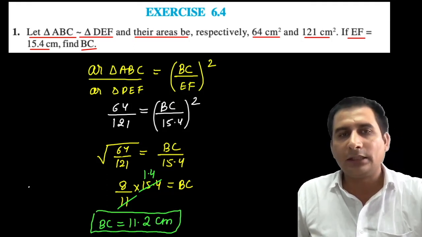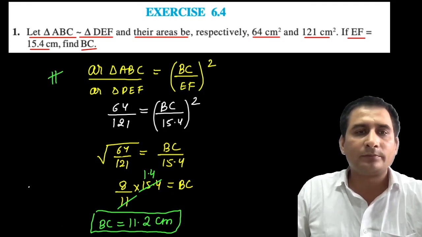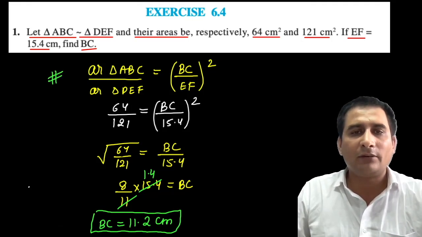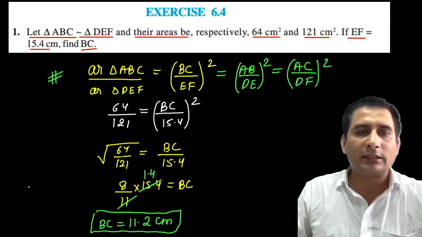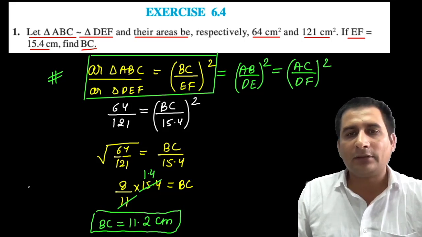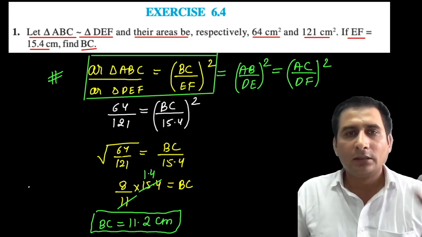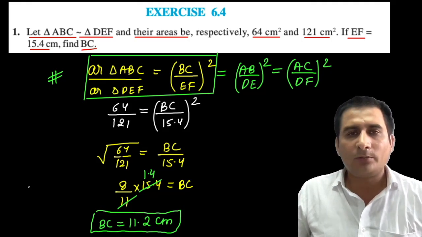I hope this question is clear to you all. So this is the theorem I have applied, the theorem we have discussed. The ratio of areas will be equal to the square of the ratio of all the sides: AB upon DE squared, and AC upon DF squared. But we need only this thing, so that's why I have written only this. The proof of this theorem we have already discussed in detail, so this is the application of this theorem. I hope this question is clear to you.